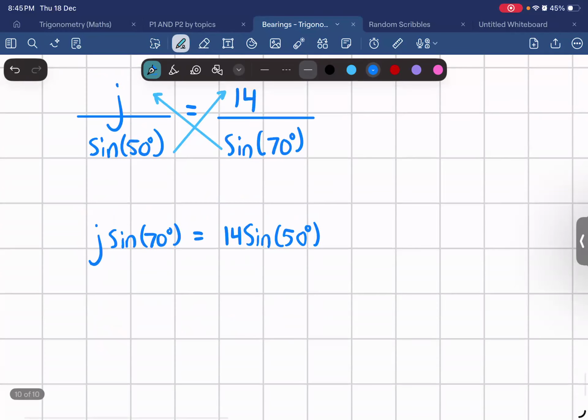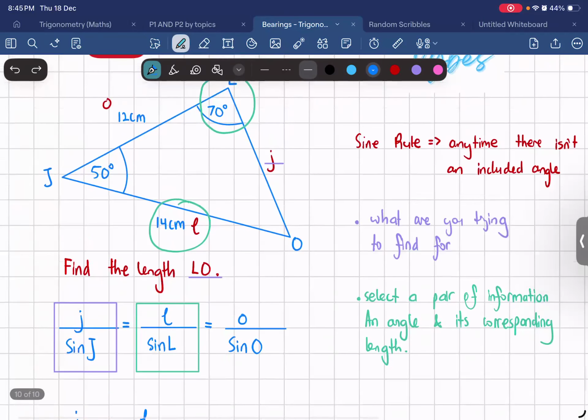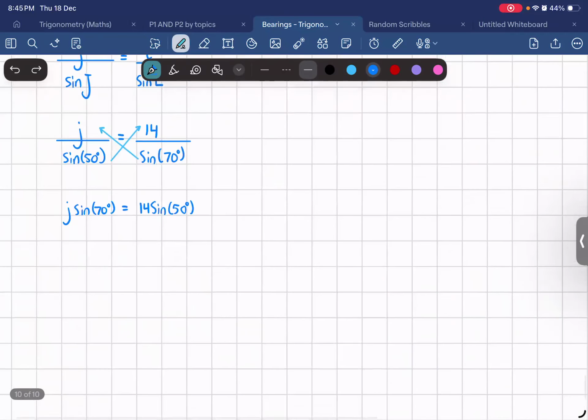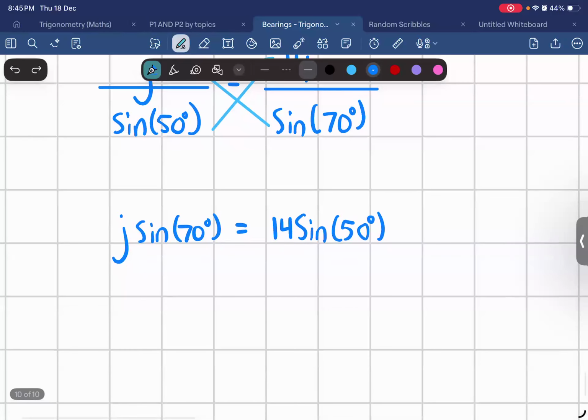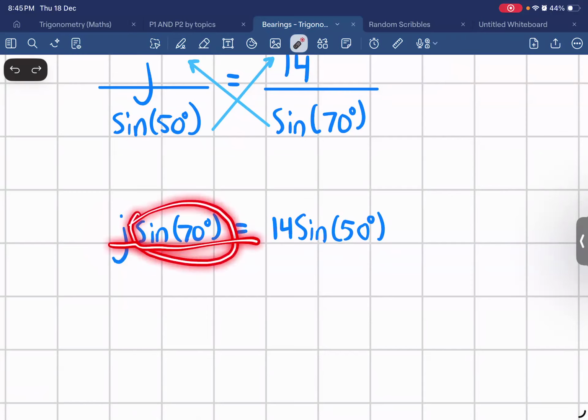Let's go. Right. And what do we want to find? What was the whole point of this question? To find for J, exactly. So we want to find for J, right? Right now, what's happening with J here? I want somebody to tell me what's happening with J.